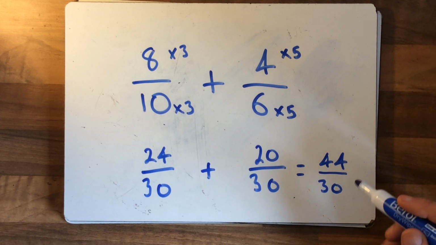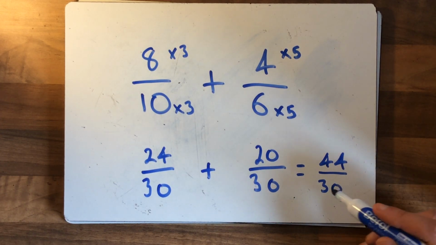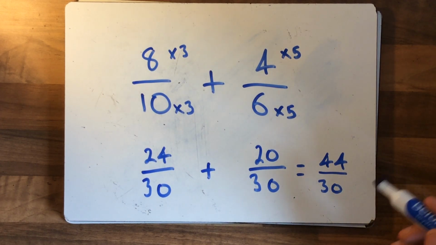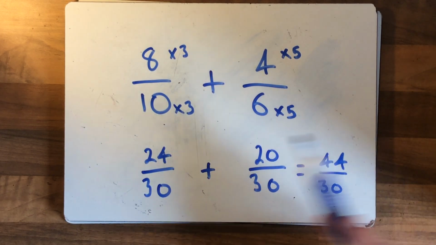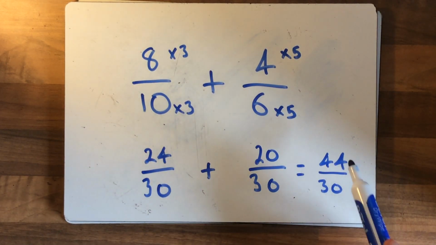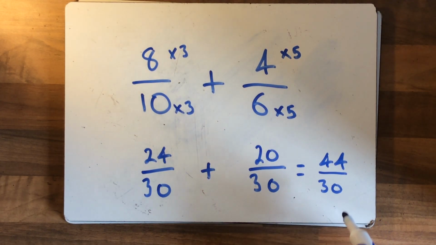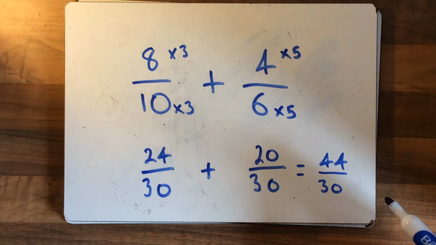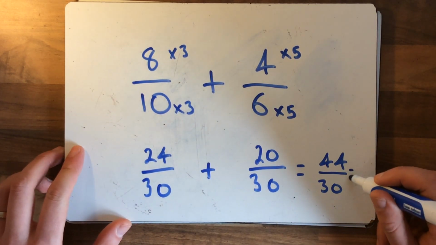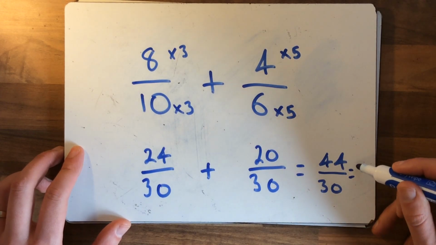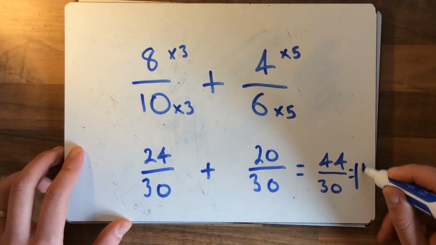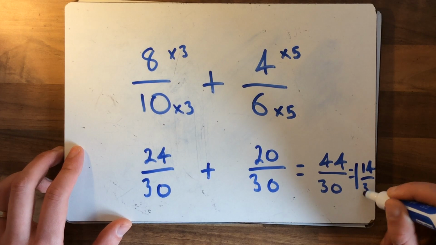If you've got 44 over 30, that is perfectly acceptable. That is a correct answer. If you did get your denominator to 60, you might have got to 88 over 60, possibly, which is a correct answer as well. So let's simplify it though. How many 30s go into 44? Well, 1 does, and how many's left over? There are 14 over 30.